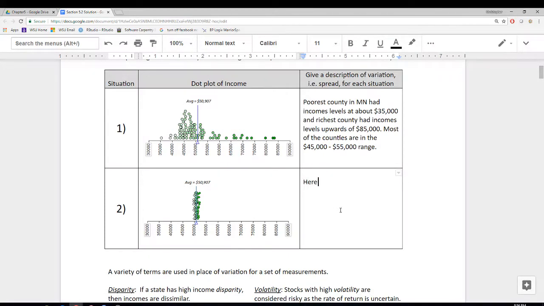So in situation 2, the incomes are all very similar across the board, I guess, or all the counties have very similar incomes. All counties have similar income levels.